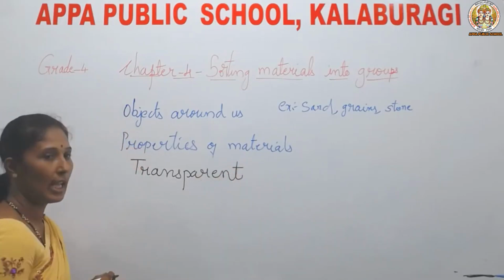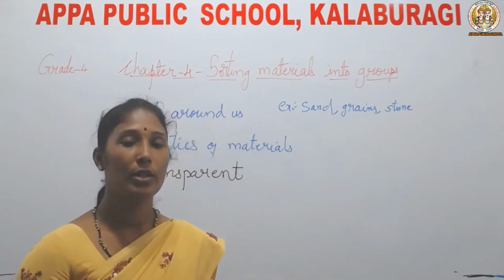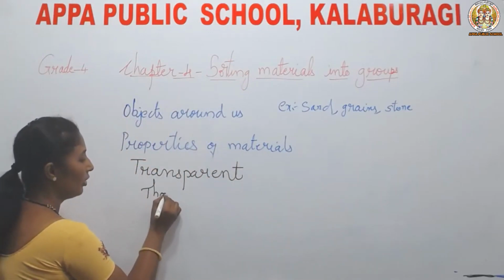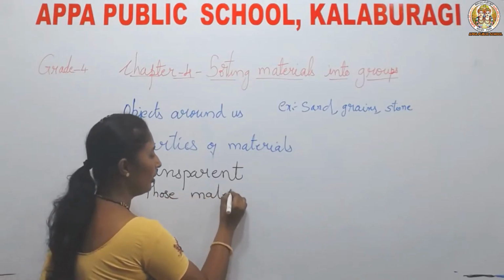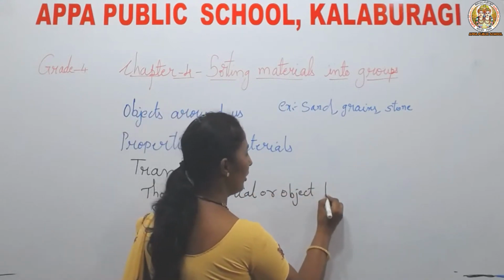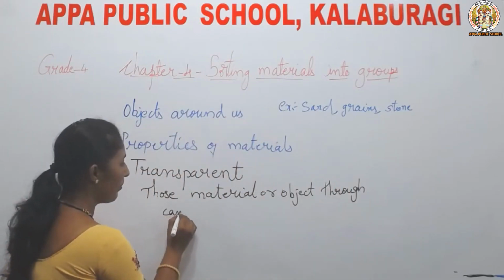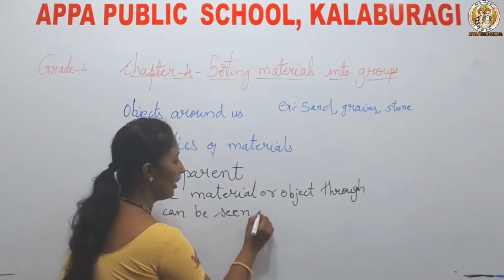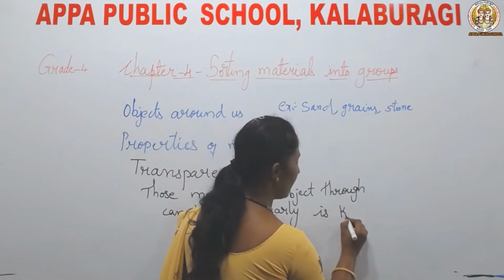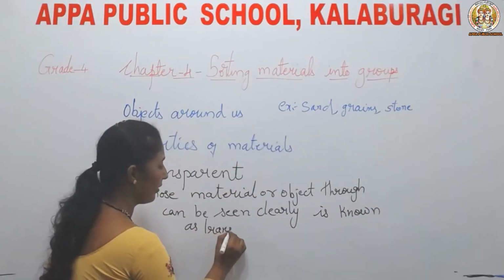Transparent. So what is transparent? The object or material which can be seen through clearly, those objects are called transparent. Yes. Those material or object through which we can see clearly is known as transparent.